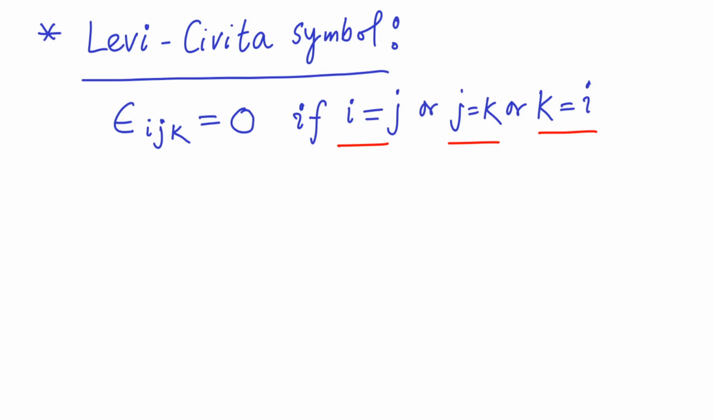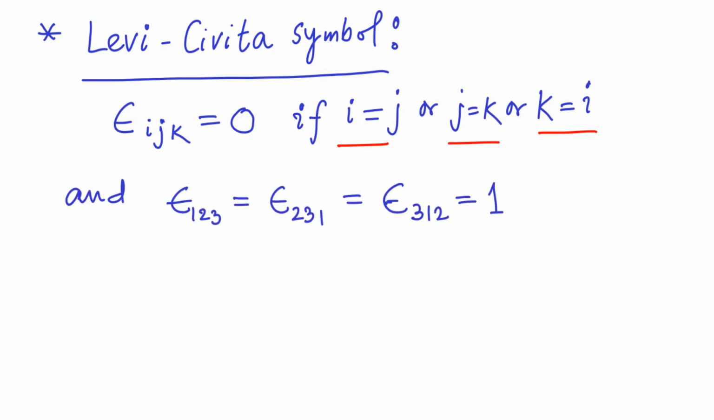If all indices are distinct and in a cyclic order, that is epsilon 1,2,3 equals epsilon 2,3,1 equals epsilon 3,1,2, which is equal to plus 1. It is defined such that if the numbers 1, 2, 3 appear in a counterclockwise fashion, epsilon 3,2,1 equals epsilon 2,1,3 equals epsilon 1,3,2, which is equal to minus 1.